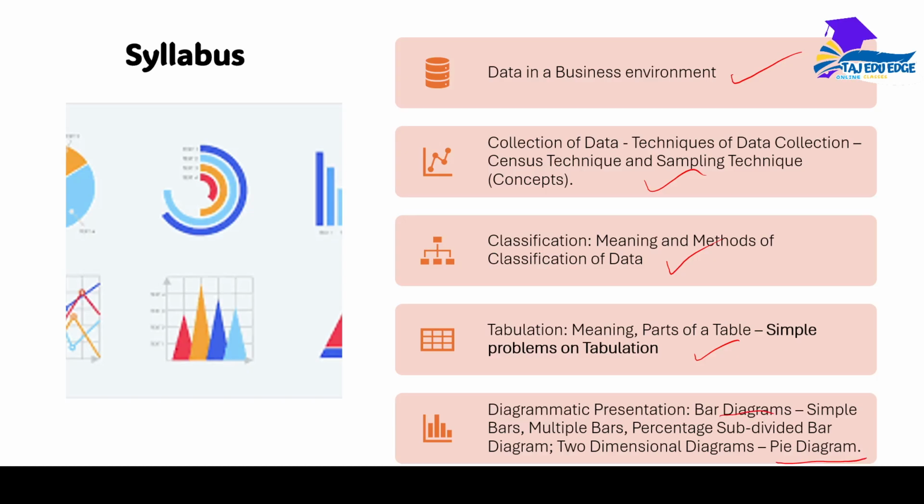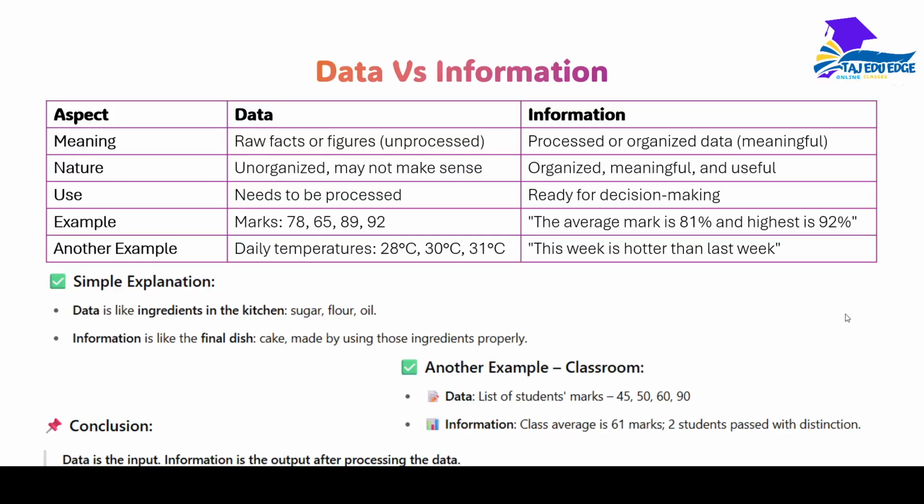The bar diagram here includes the simple bar diagram, multiple bar diagram and the percentage bar diagram, also the subdivided bar diagram. 4 different types of bar diagrams are included here. Under 2-dimensional diagrams, pie diagram or a pie chart we need to learn. So let us learn first, beginning with the concept of data and information.